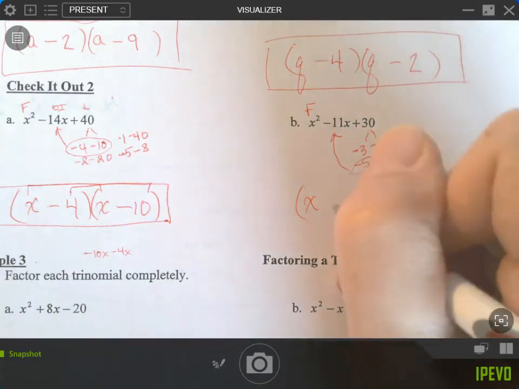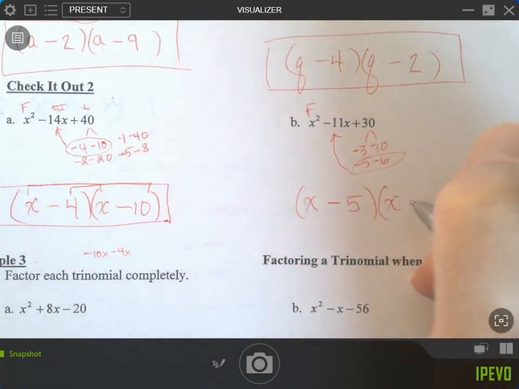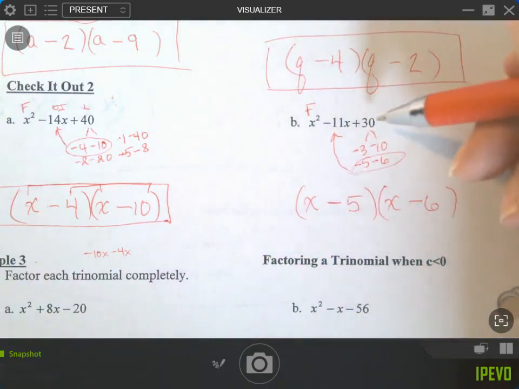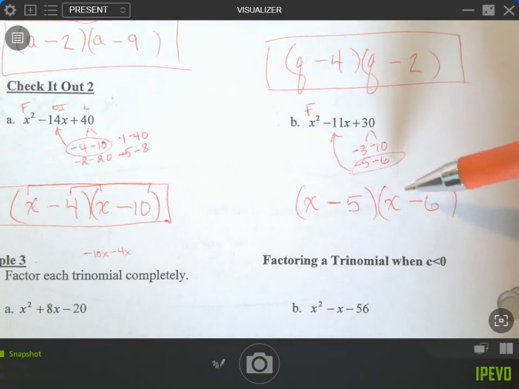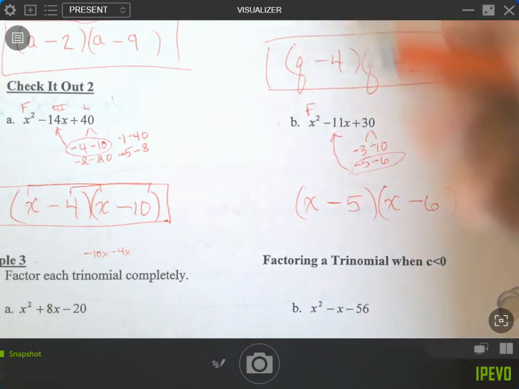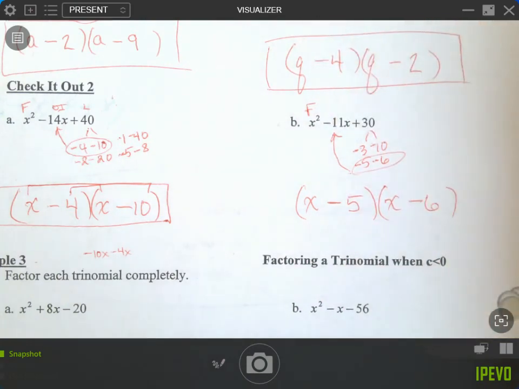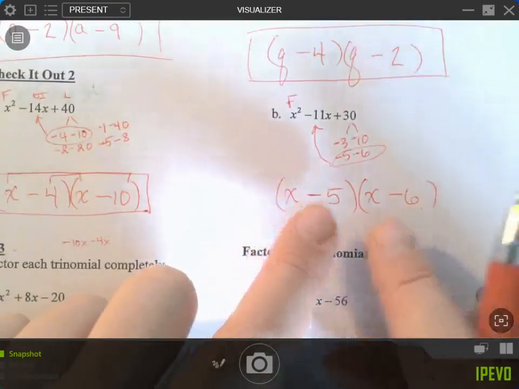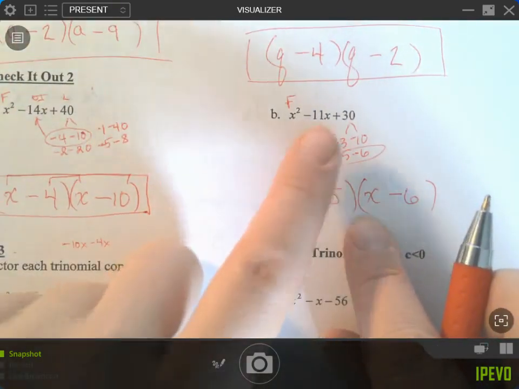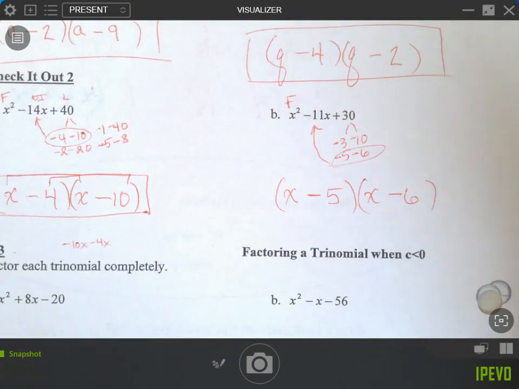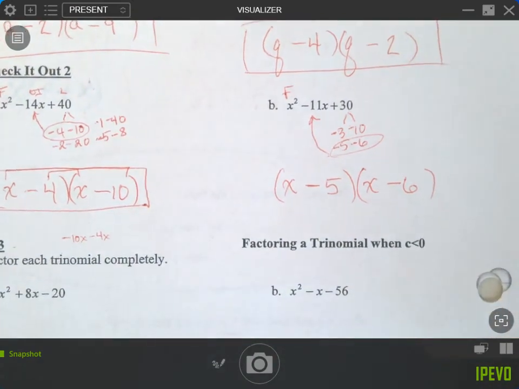Change both signs. So anytime my last term is a positive, I either need a plus plus or a minus minus. This sign in the middle is controlling that. And that's it. There it is. -6x and -5x adds up to -11x. Okay, now the last thing that we have to look at.